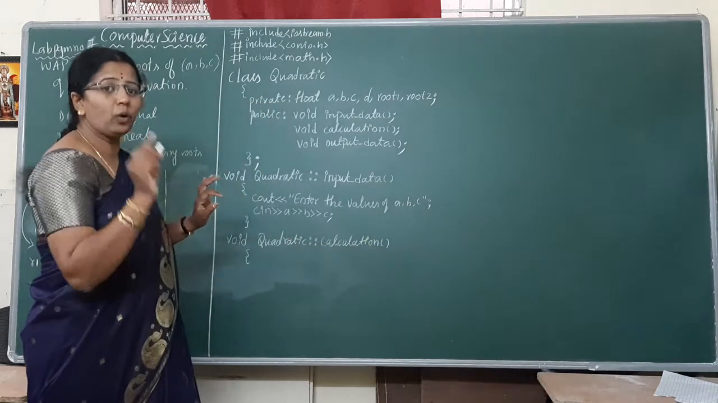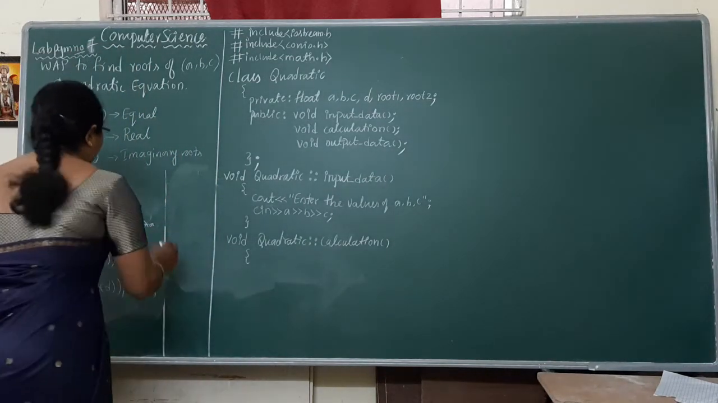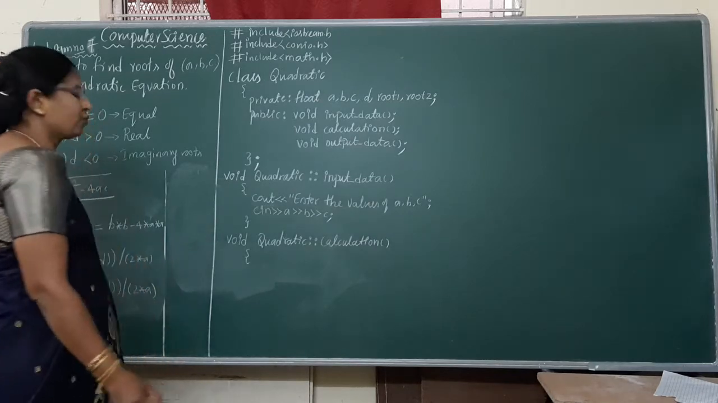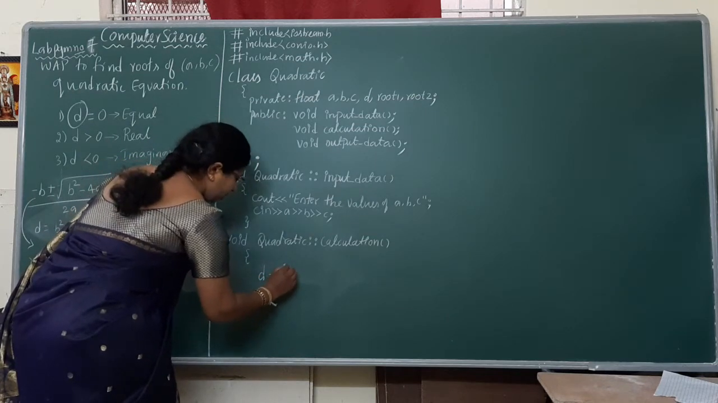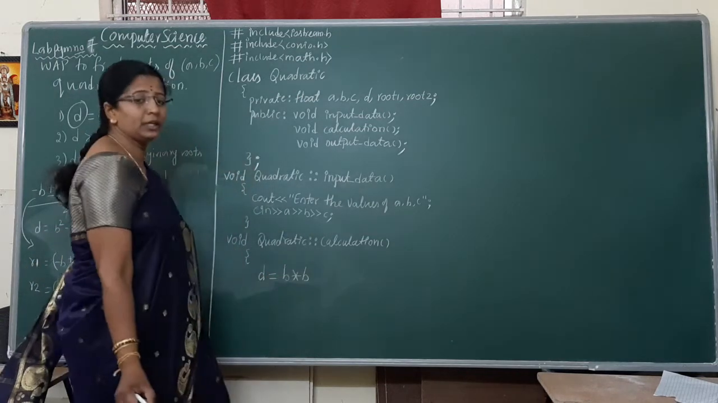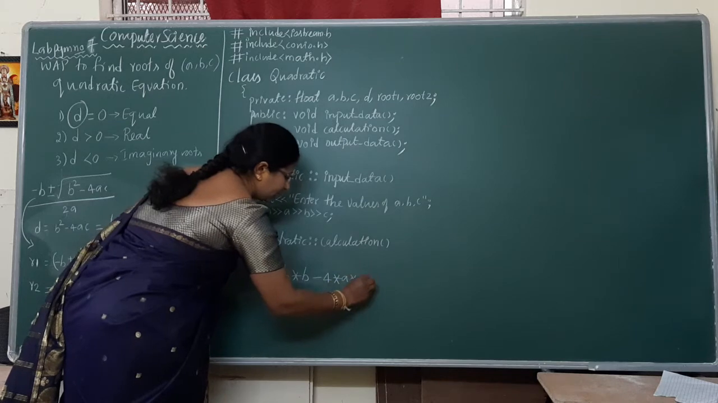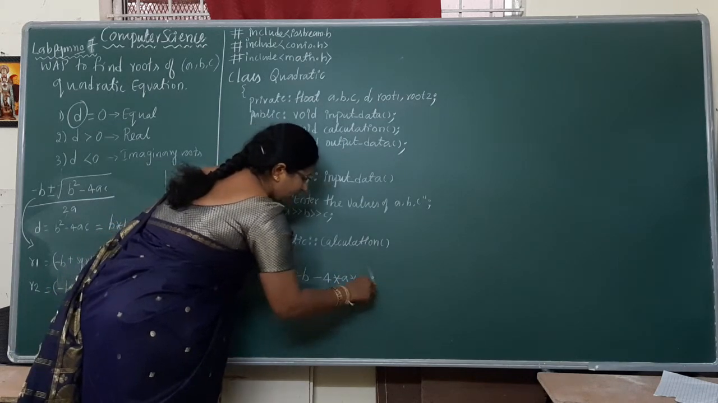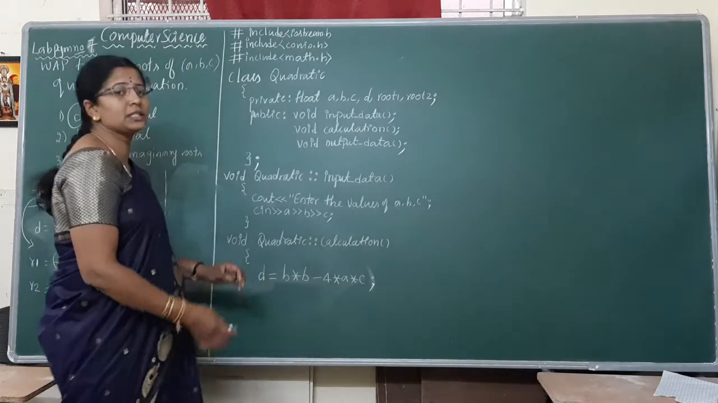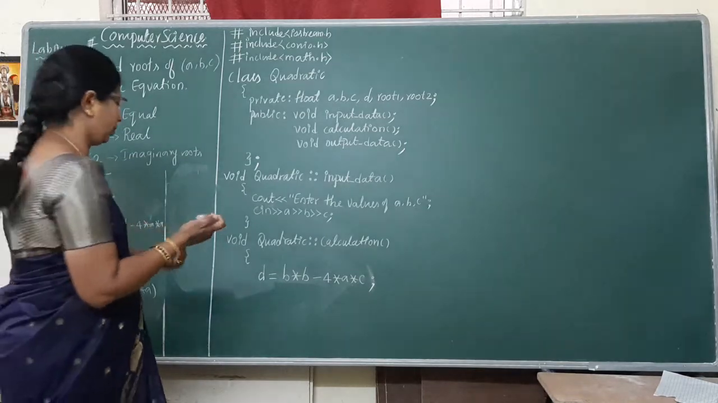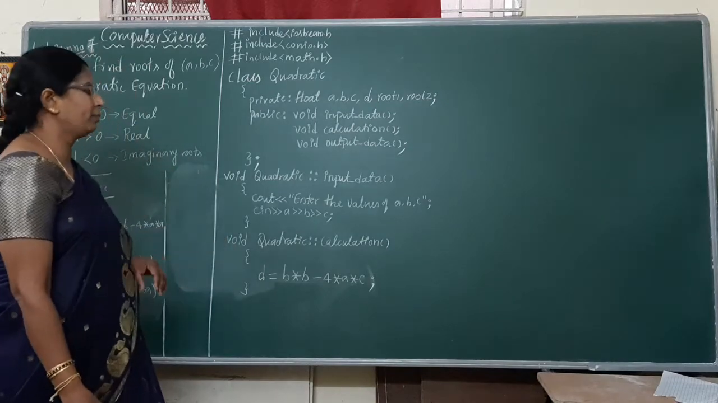What do we need to calculate? Only the discriminant, using this formula: D equal to B square minus 4AC. That is D, the discriminant value: D equal to B into B minus 4 into A into C. Here parentheses may or may not be used because minus has lower priority. Anyhow, multiplication will be given first priority, and the program will execute without any error. Did you get it? So two different functions we have defined now.